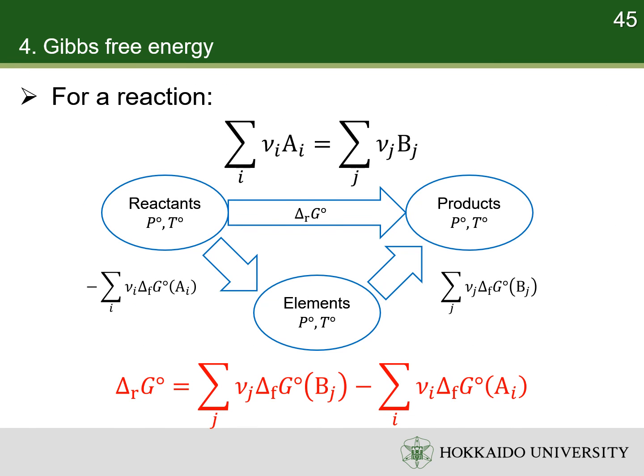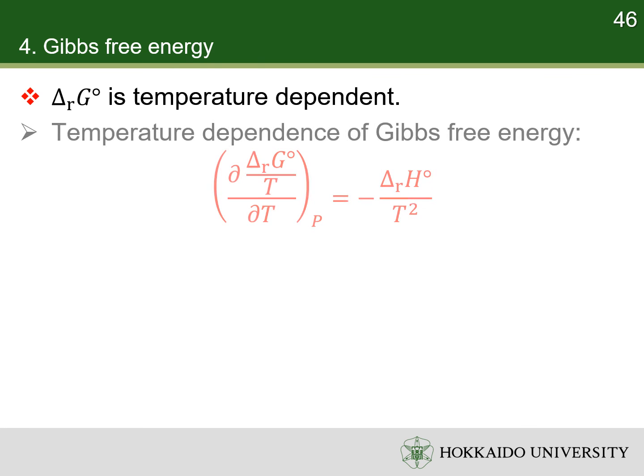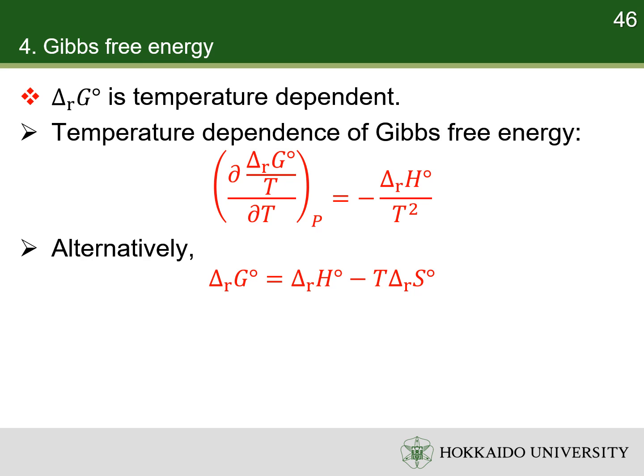The standard Gibbs free energy of reaction can be calculated from the standard Gibbs free energy of formation of the reactants and products. The logic behind the calculation is the same as the calculation of standard enthalpy of reaction. Pay attention, standard Gibbs free energy of reaction is temperature dependent. The data books only provide standard Gibbs free energy of formation at certain temperatures. At a different temperature, standard Gibbs free energy can be calculated by the Gibbs-Helmholtz equation. Alternatively, the standard Gibbs free energy of reaction at any temperature can be calculated from the standard enthalpy of reaction and standard entropy of reaction at that temperature.